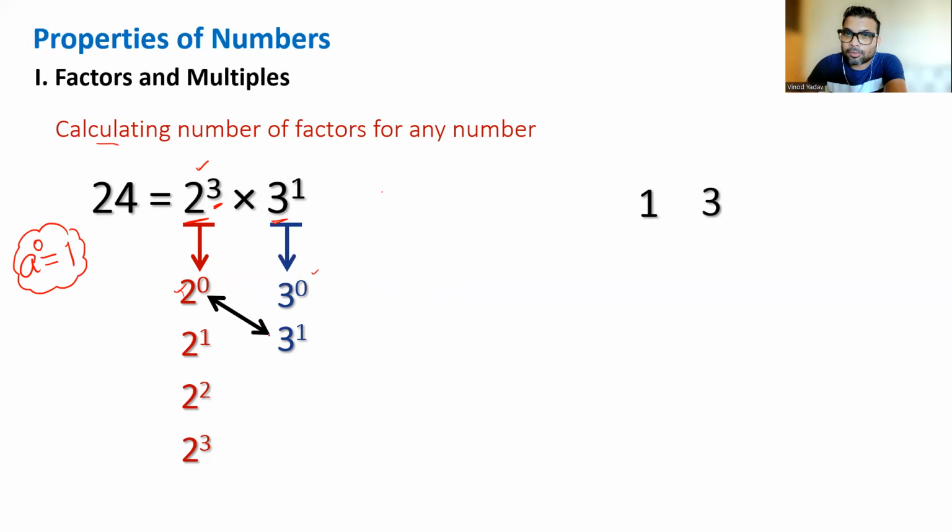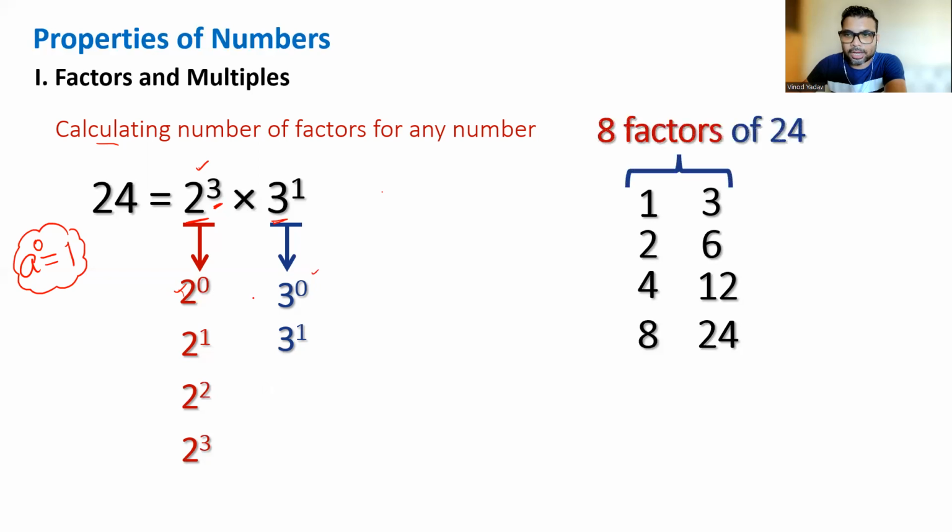Second, 2 to the power 0 into 3 to the power 1. 1 into 3, that is 3. Then 2 to the power 1 into 3 to the power 0 is visible. You just need to cover all possibilities of connecting from this to this. So 2 into 1, that is 2. 2 into 3, correct? Similarly, 4 into 1, 4 into 3. 8 into 1, 8 into 3. So we have covered all possibilities. You can check there are 8 possibilities. So there are 8 factors of 24, isn't it?